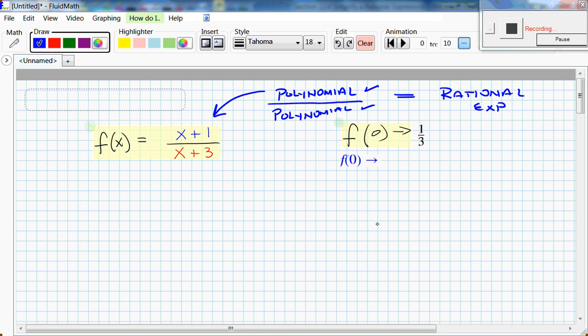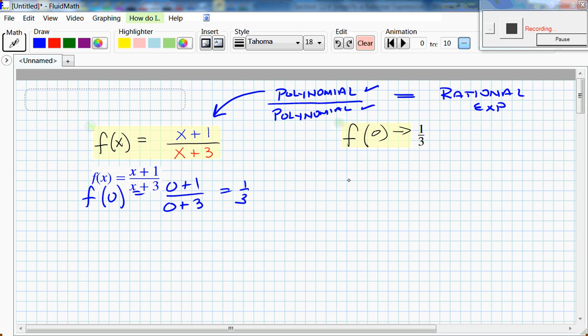You would plug in the 0 for the x value, so it's 0 plus 1 over 0 plus 3. Yeah, he said f of 0 was 0 plus 1 over 0 plus 3, and that just gives you 1/3. Who agrees with that? Is he right? Okay, well, if he's right, what would f of 1 have to be? When I plug this in, what's it going to be? 2/4. Did we get 2/4? Yes, we did. What would f of 2 have to be?